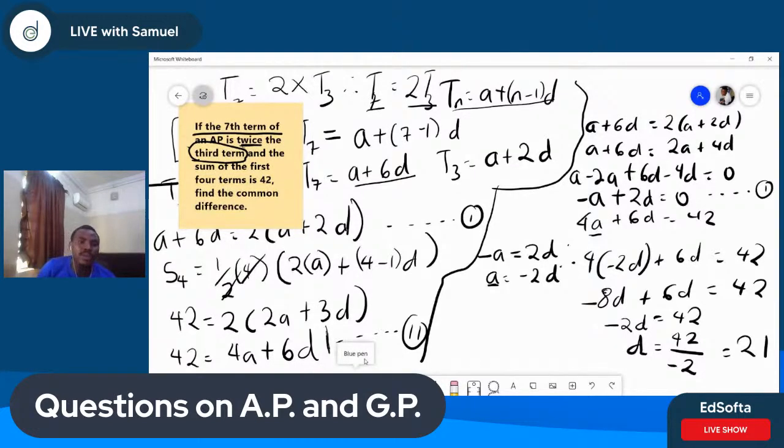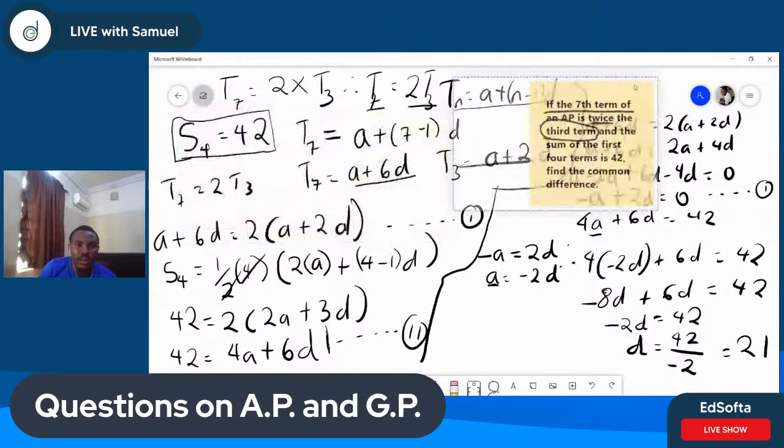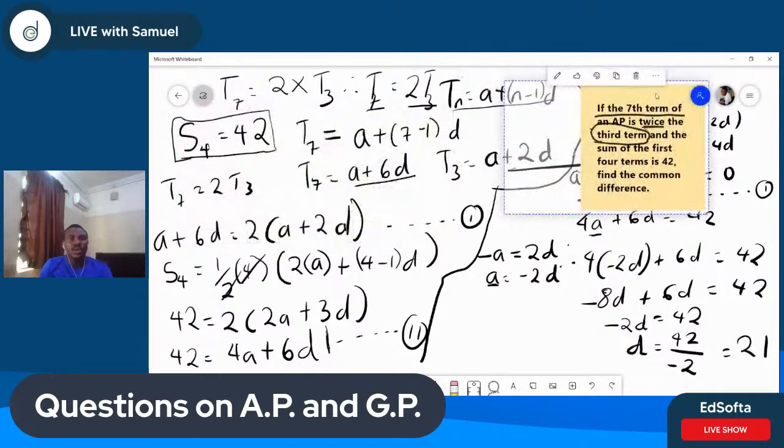So I'm just going to use this red pen to highlight some points while explaining it again. Like they said, the 7th term of the AP is twice the 3rd term. So you see the 7th term is twice the 3rd term. That is what I represented here.